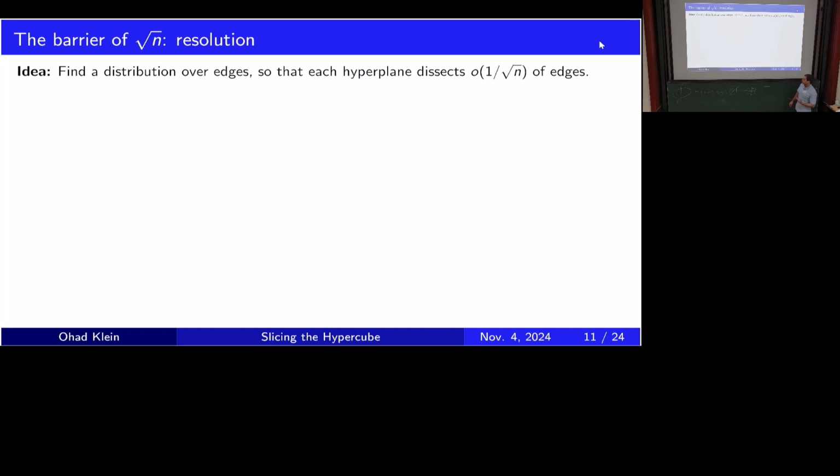Because of this, Yehuda and Yudayov came up with a clever idea to overcome this difficulty. What they said is, well, if you count all edges that are dissected using some hyperplanes, you may end up with almost all the edges. But you can introduce some other distribution that is different from the counting measure that maybe will evade this set of hyperplanes, right?